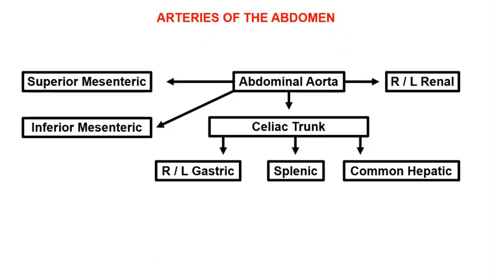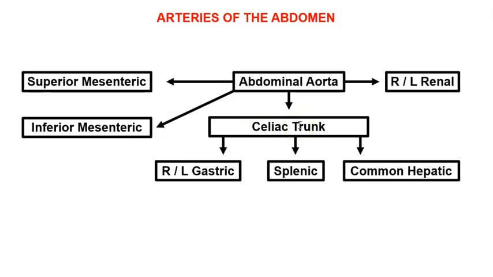The arteries of the abdomen emerge from the abdominal aorta, and the abdominal aorta gives rise to the superior mesenteric artery, the inferior mesenteric artery, the celiac trunk, as well as the right and left renal arteries. The superior mesenteric artery delivers blood to the large intestine. The inferior mesenteric artery delivers blood to the small and the large intestine.